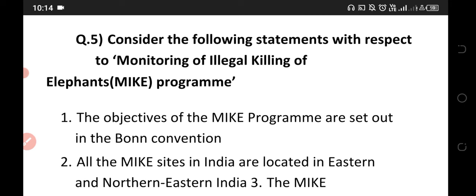Consider the following statements with respect to the Monitoring of Illegal Killing of Elephants, MIKE, program.